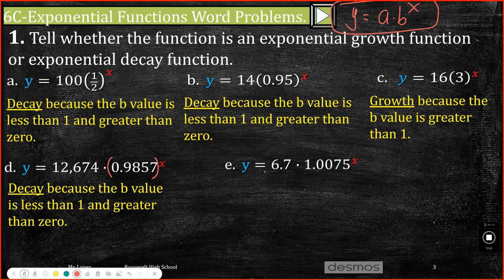Put parentheses around it if you want to. Is that growth or is that decay? It's growth. Yes, growth. Because it's growing by a little bit, but it's growing. Eventually it will grow. Any exponential grows eventually really big. So growth because the b value is greater than 1.